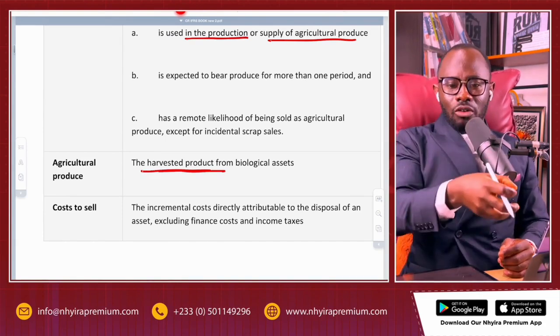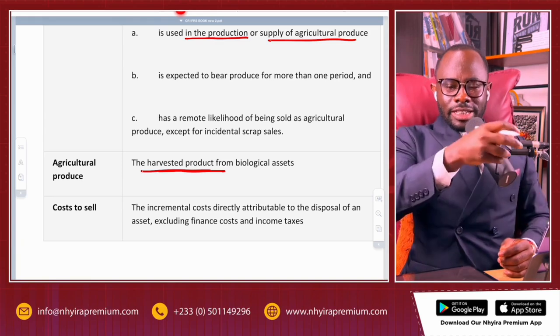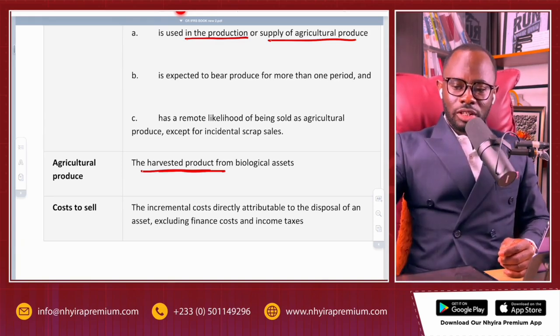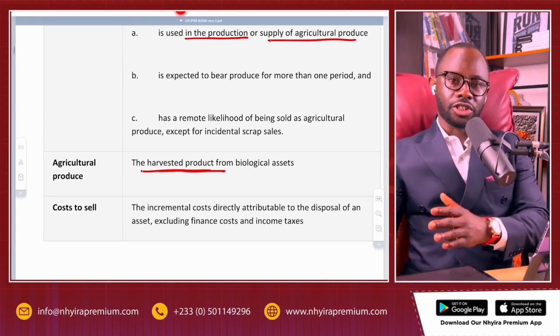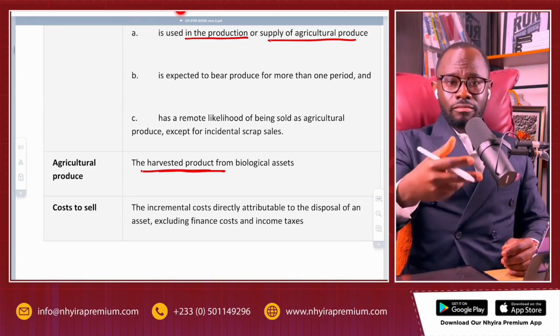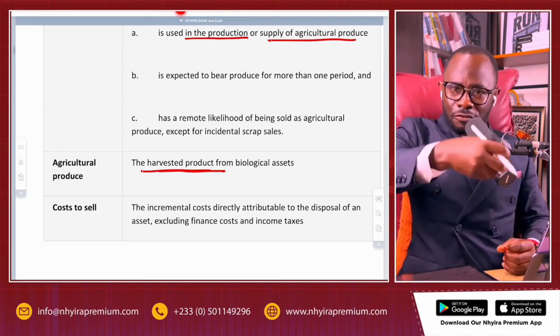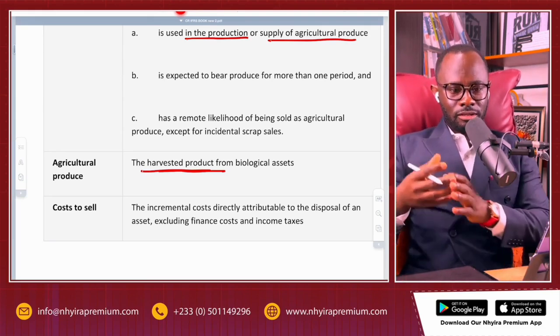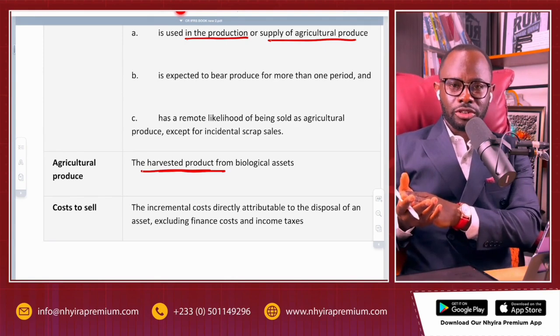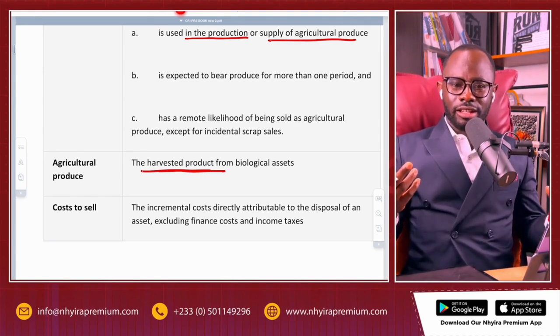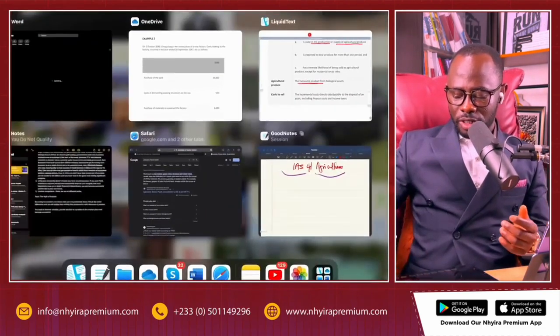So a cow is a biological asset. The milk from the cow is an agricultural produce. Grapevine is a bearer plant. The fruit from the grapevine is an agricultural produce. Did you get that? That's the idea here. Let me take you a little bit deeper on this one.